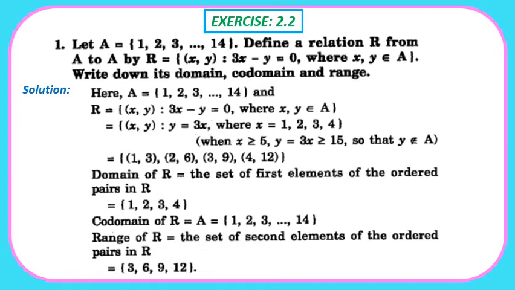Now domain. Domain is what? The set of first elements of the ordered pair. So the domain is equal to the set {1, 2, 3, 4}. Co-domain is the entire second set. Here we have both the sets as A. So the co-domain of R will be equal to the set A, that is {1, 2, 3, 4 up to 14}.